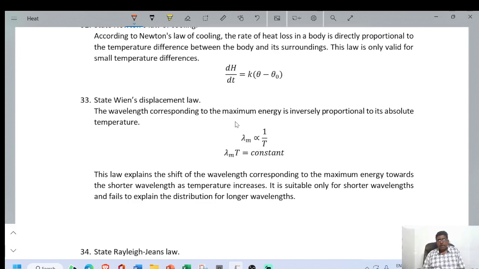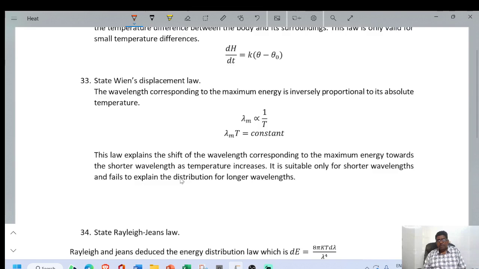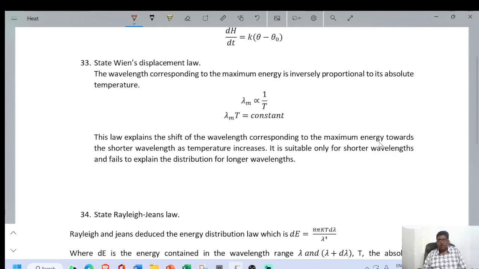so that lambda maximum is shifted to the smaller wavelength region on increasing the temperature. Read out this statement. This law explains the shift of wavelength corresponding to the maximum energy towards the shorter wavelength as temperature increases. It is suitable only for shorter wavelengths and fails to explain the distribution for longer wavelengths.